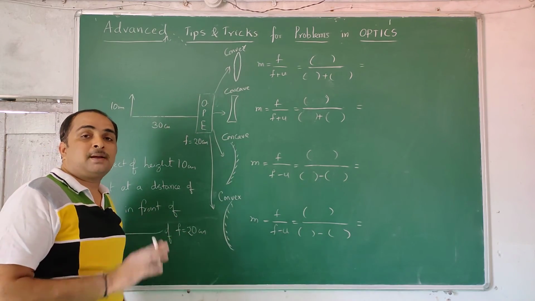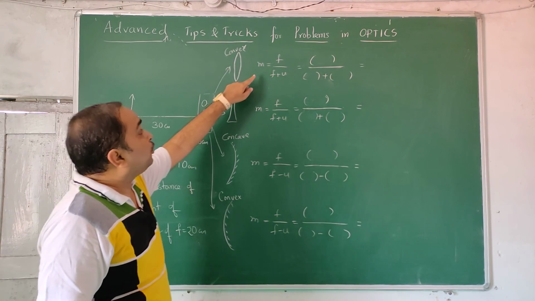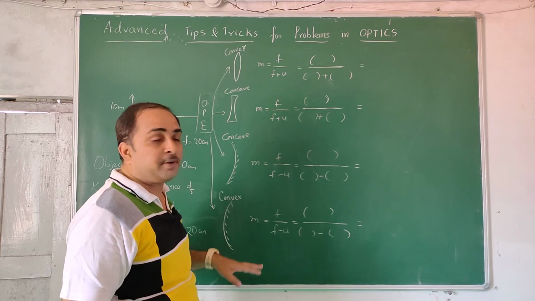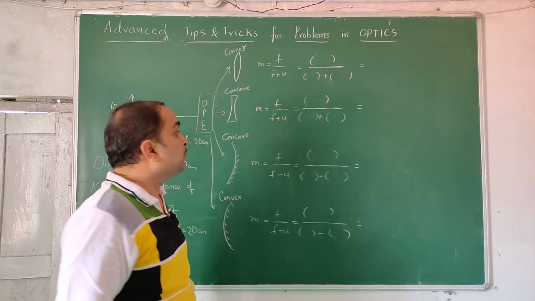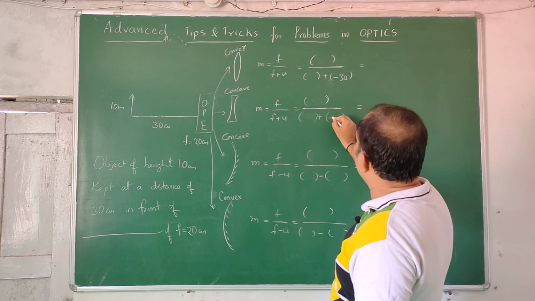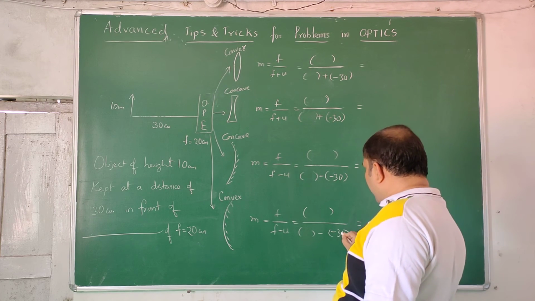Now I am doing some crucial things, try to understand. In all cases the object is kept on the left. I told you for lenses m is equal to f by f plus u, and for mirrors m is equal to f by f minus u. In all cases the object is kept on the left. So see what I am substituting for u: minus 30, minus 30, minus 30, minus 30. Blindly you write it like that.